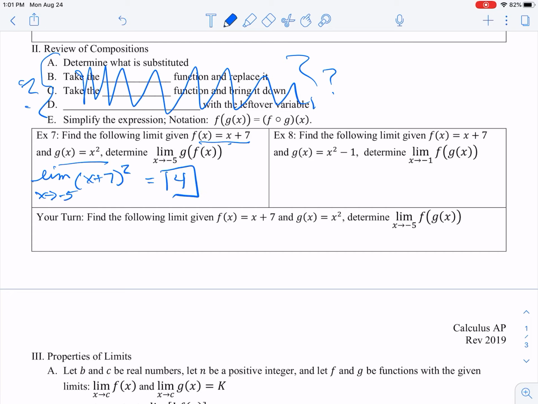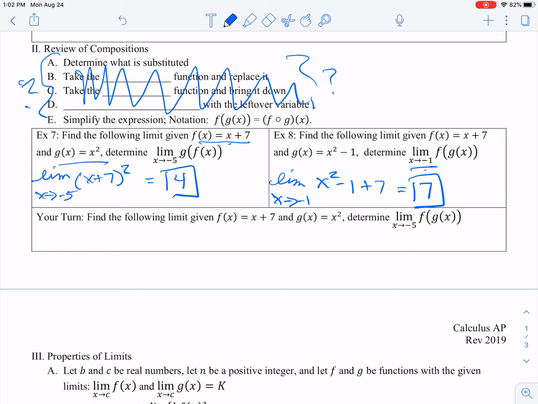All right. Same problem. This time we're going to -1, and you're putting g inside f. So you have x squared plus 7. That's not a 1. Hang on. I did that before. Muscle memory. Then you take the limit as x goes to -1. You get (-1) squared is 1, minus 1 is 0, plus 7 equals 7. Done.